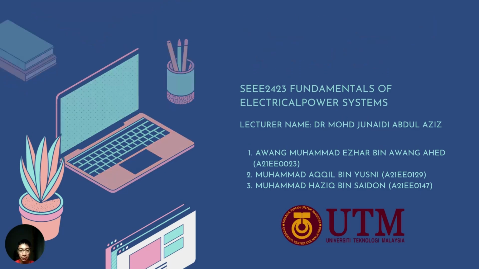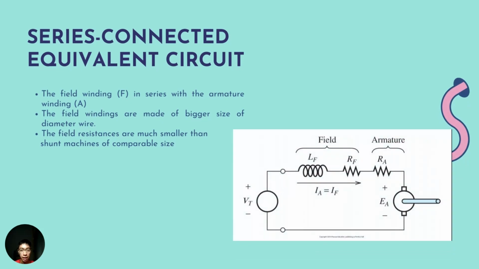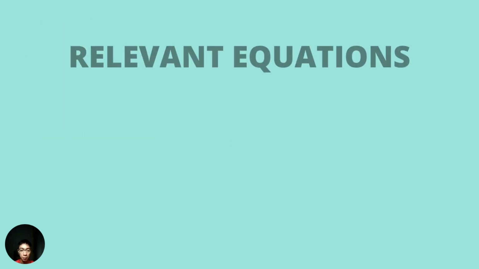Series connected DC motor. First and foremost, as you can see from the image, this is the series connected equivalent circuit, which is the field winding F in series with the armature winding A. The field windings are made of bigger diameter wire, and the field resistance is much smaller than in shunt machines of comparable size. This is to avoid dropping too much of the source voltage across the field winding.